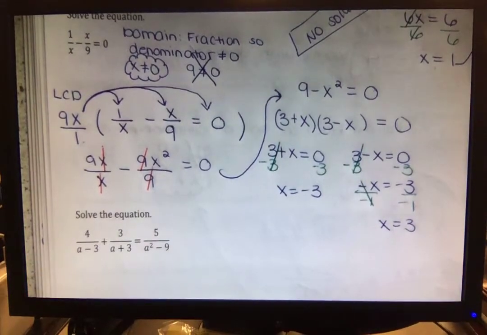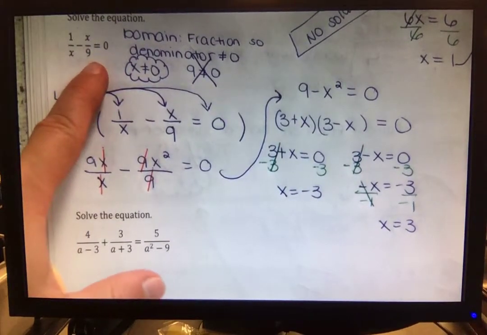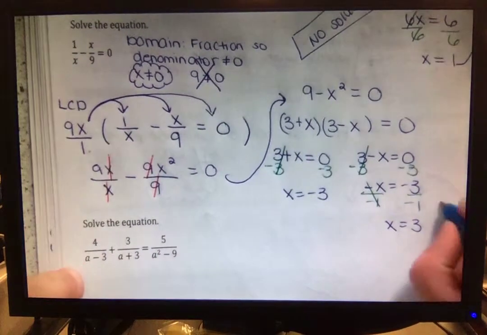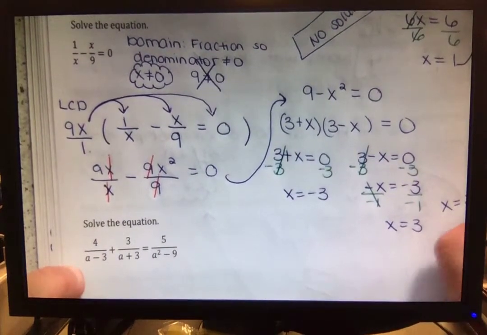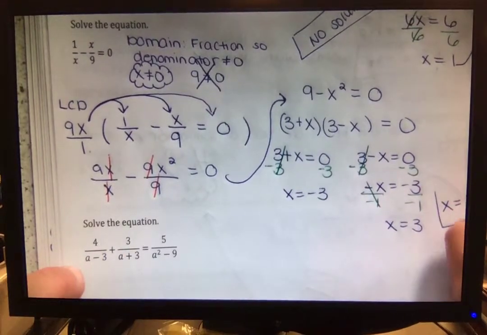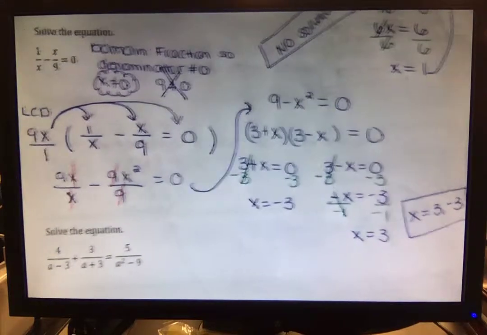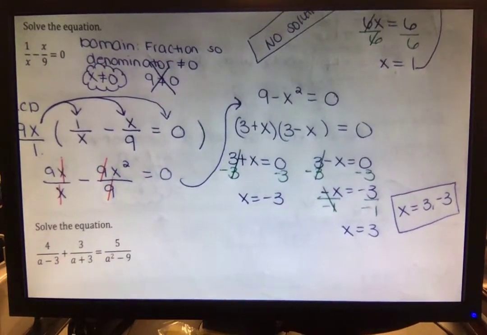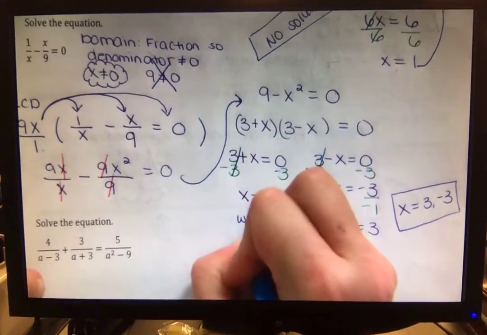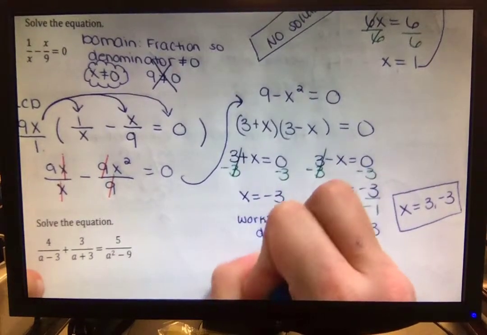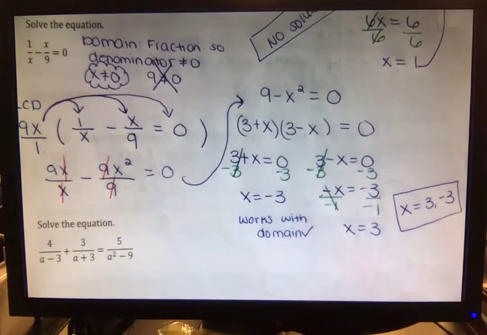Is it okay that x equals positive 3 based off our domain? Is it okay that x equals negative 3? Yep, so our answers are x equals positive 3 and negative 3. They both work with the domain, so we're good to go.